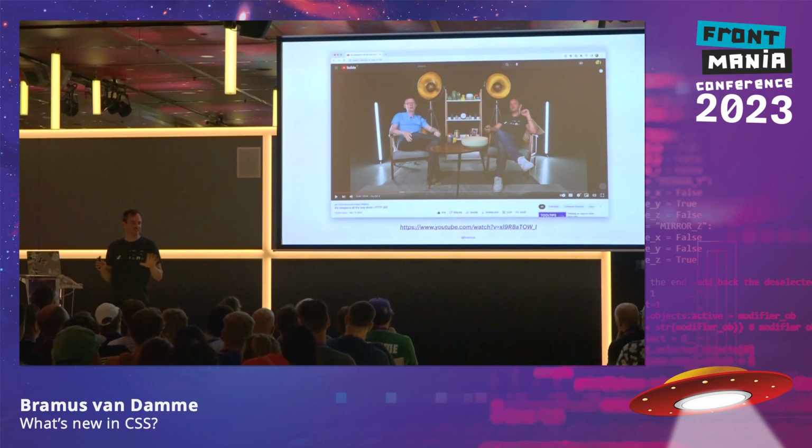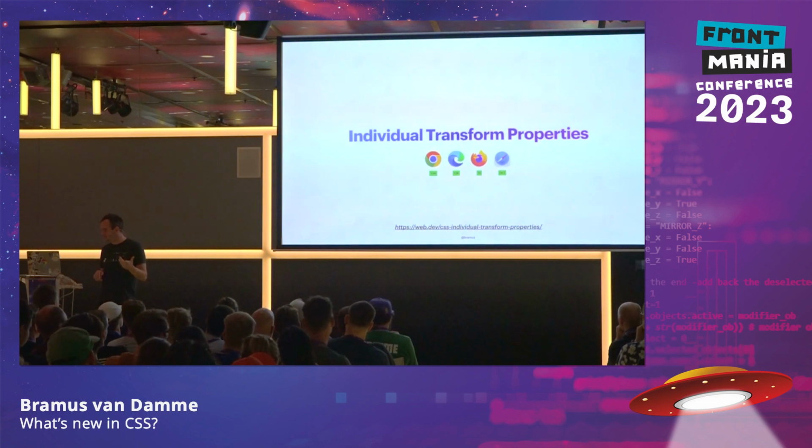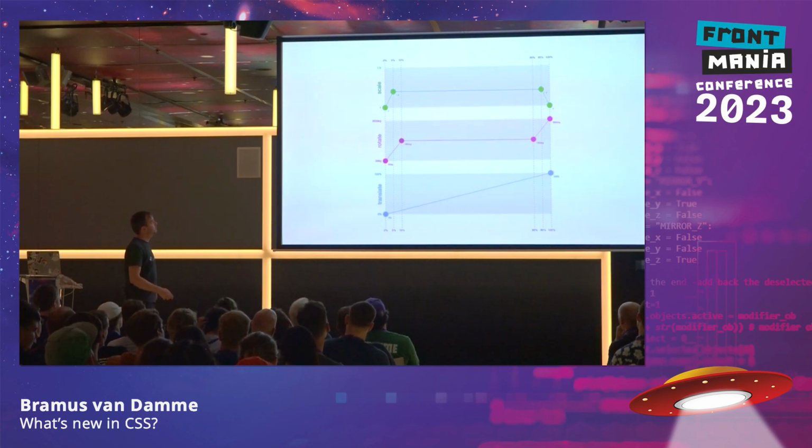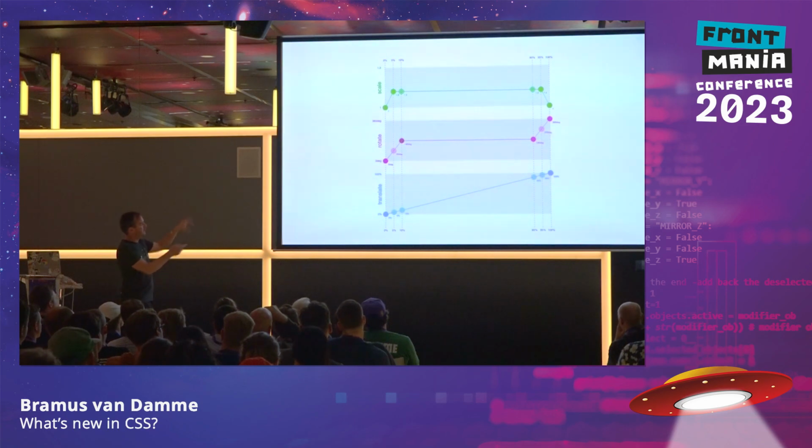But I think we fixed the biggest issues with it, and we still need some details to iron out. Individual transform properties. Say I want to scale, rotate, and translate something. Well, for that, I need the CSS transform property. But the problem is that every time I add a value, like here in scale, I also need to calculate this point and this point for the other ones. So I need to calculate all these extra values, because that's how transform works.